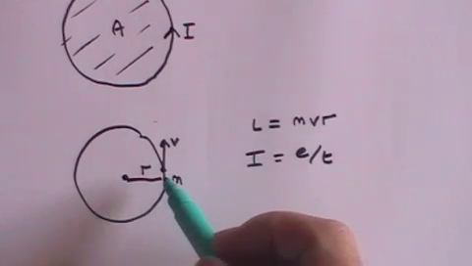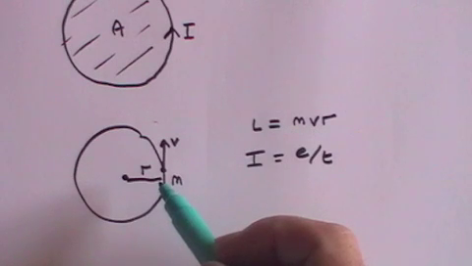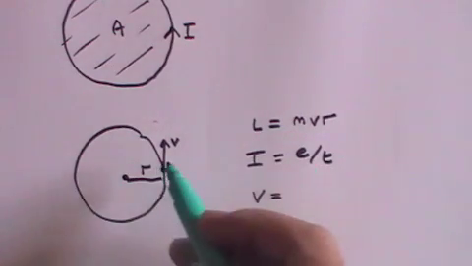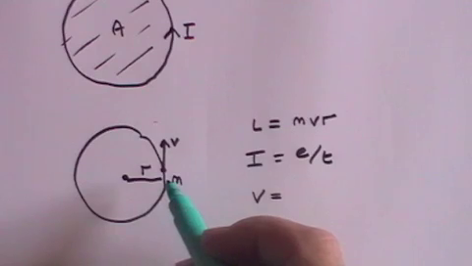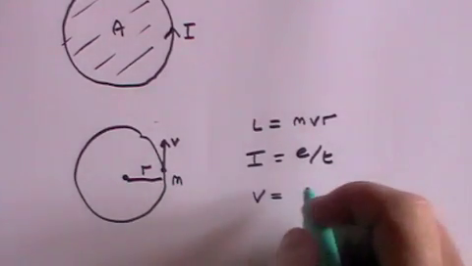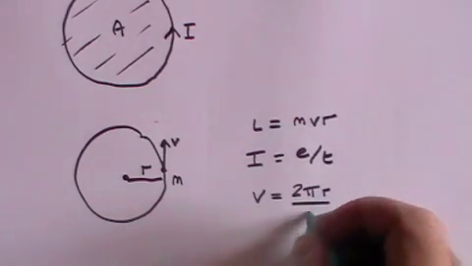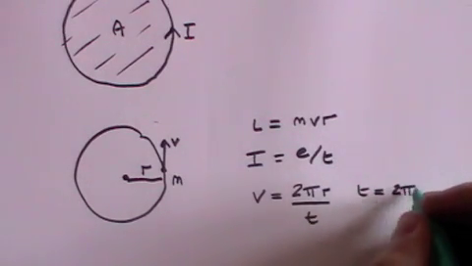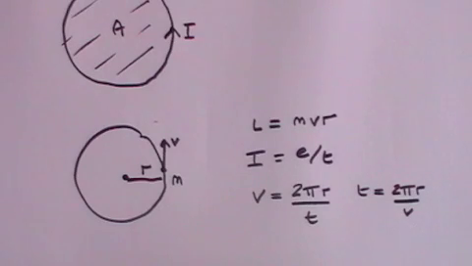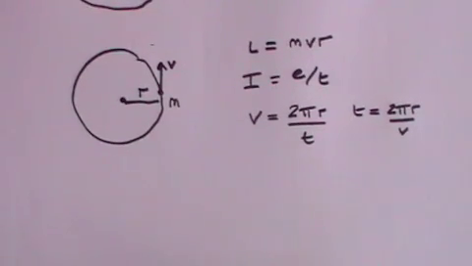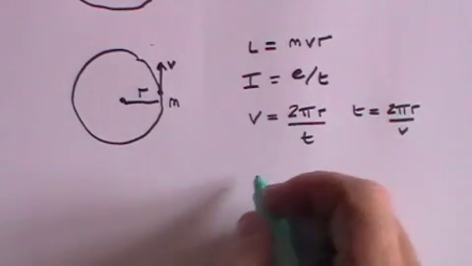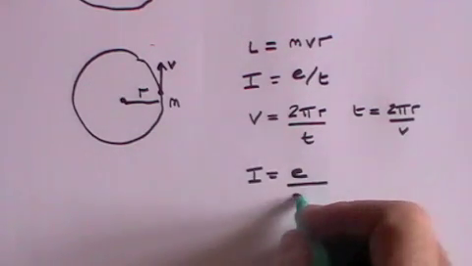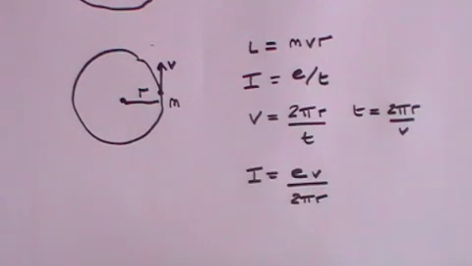So you get a charge of e flowing every t seconds. The velocity of the electron is just the distance travelled divided by that time. The distance is just the circumference of the orbit, which is 2πr, and the time is the same t as here. So I can rearrange that to say that t is 2πr over v. Now I can substitute that t in here, and that gives me that the current I is e divided by t, but t is 2πr over v.